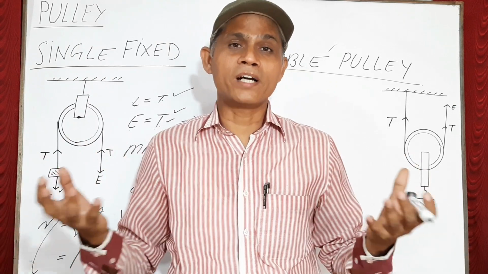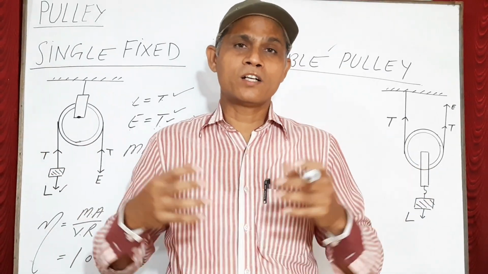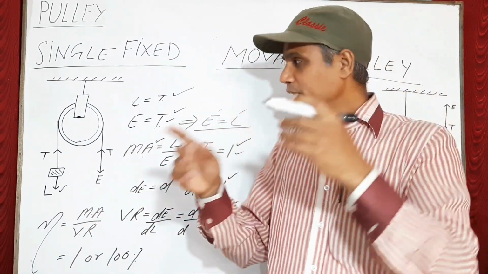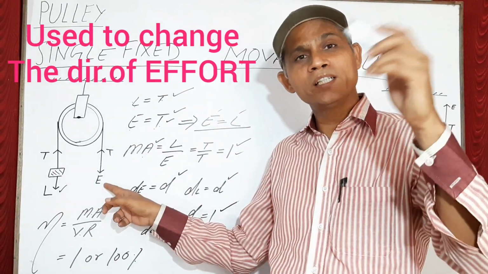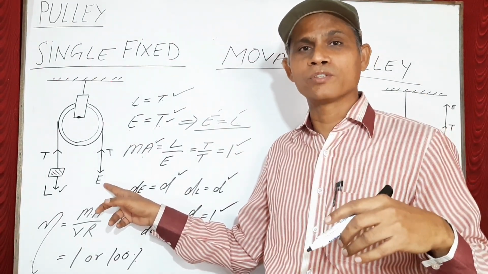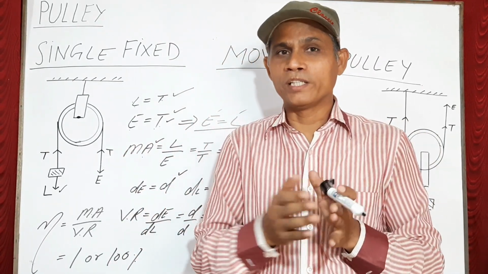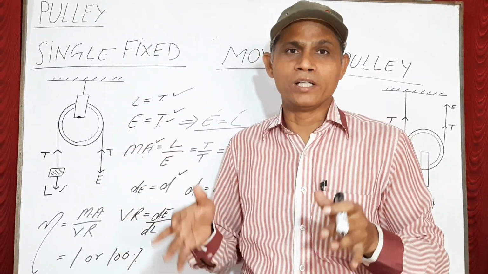Then the question is, why then are we using this single fixed pulley? Now we are using this single fixed pulley only to change the direction of effort. So if someone asks you why we are using a single fixed pulley, the answer is: to change the direction of effort only.